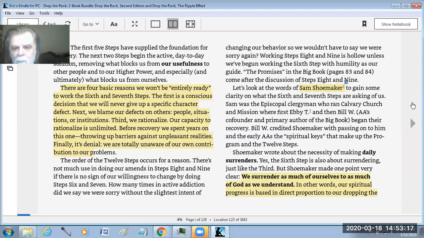Sam was a clergyman who ran Calvary Church and Mission, where first Ebby T. and then Bill W., AA's co-founder and primary author of the Big Book, began their recovery. Bill W. credited Shoemaker with passing on to him the early AAs, the spiritual keys that make up the program and the 12 steps. So that reminds me actually that most people, not everyone, knows who Ebby was.